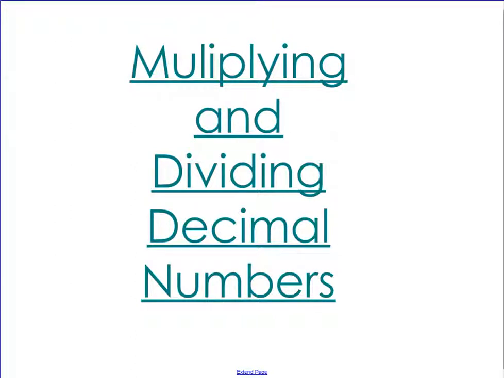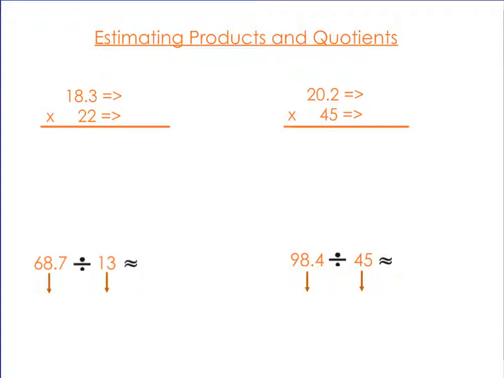Multiplying and dividing decimal numbers. First, we will estimate products and quotients. Doing this will allow us to identify whether the answers we get when multiplying or dividing decimal numbers, the products or quotients, are near our estimations, thus letting us know if we have the correct answers or even reasonable answers.